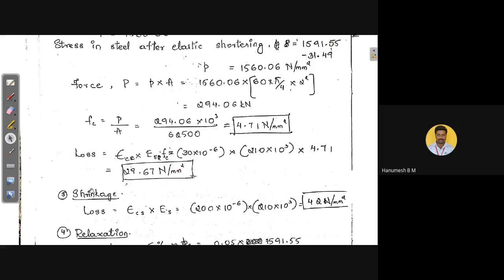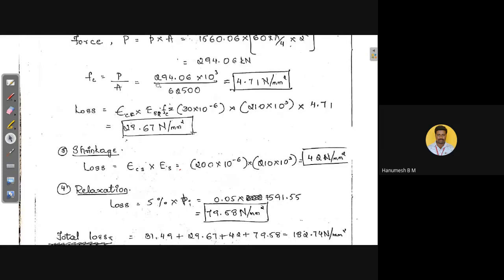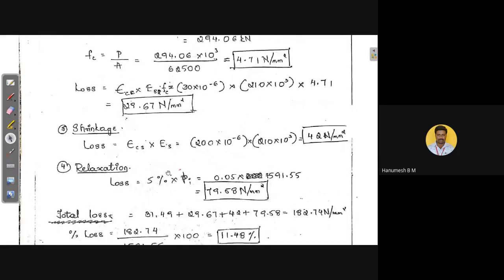The next step, we shall calculate the loss due to shrinkage. That is, loss due to shrinkage is equal to shrinkage strain multiplied by the Young's modulus of the steel. Shrinkage strain is 200 into 10 raised to minus 6. Young's modulus of the steel 210 into 10 raised to 3. Now the loss due to shrinkage of the concrete will be equal to 42 Newton per mm square.